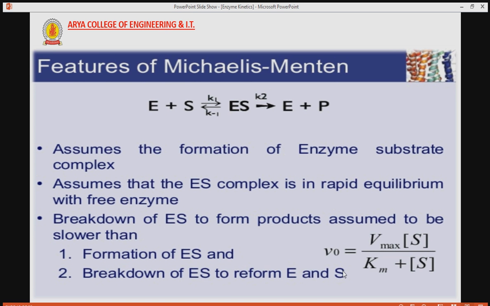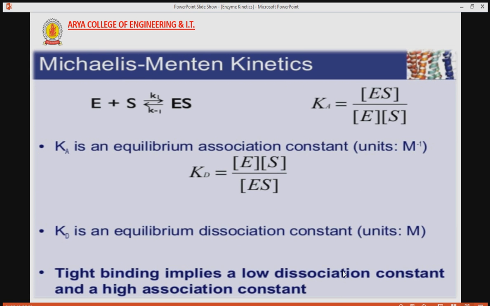Here are some features of Michaelis-Menten reaction, like it assumes that enzyme substrate complex is in rapid equilibrium with free enzymes. Breakdown of ES to form product is assumed to be slower than formation of ES and breakdown of ES to reform enzyme and substrate. Here we define another term, that is Kd. It is an equilibrium dissociation constant. Kd is given by Kd equals enzyme into substrate upon enzyme substrate complex.